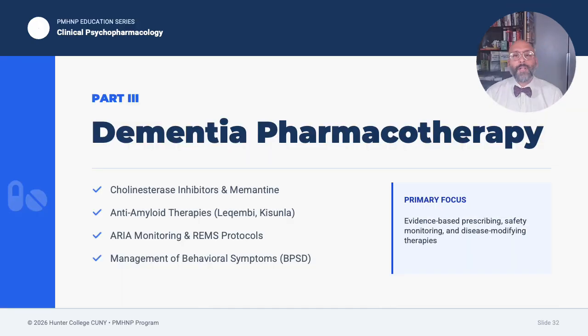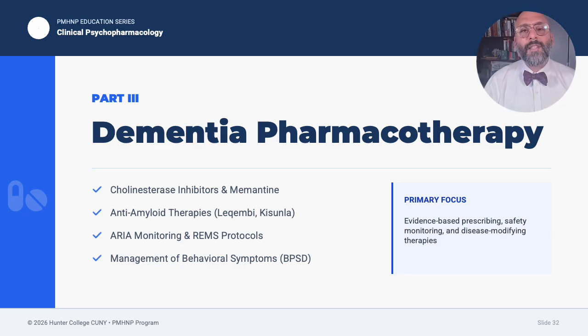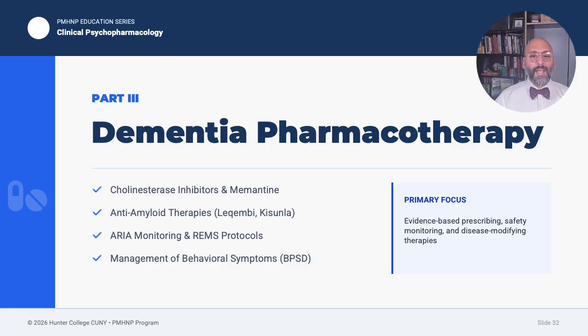All right, now we're going to shift gears into dementia pharmacotherapy. And this is an important conceptual pivot because up until now, much of psychopharmacology has been about symptom control. Dementia forces us to think a little differently. And here, the medications are not curative. At best, they're modestly disease-modifying at the margins. And every prescribing decision is going to carry some major trade-offs.